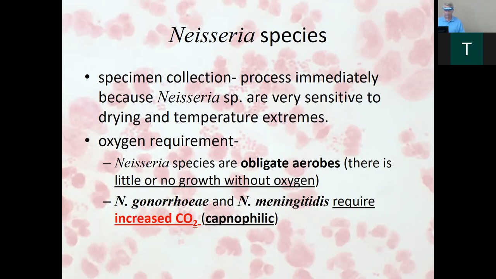So drying out, temperature extremes, there is an oxygen requirement, so we get to do a little oxygen quiz for you. Neisseria species are obligate aerobes, meaning what? What does obligate mean? It's strict, right? Facultative means I can do it with or without it. But if they're obligate aerobes, they have to have what? There's little or no growth without oxygen. Then Neisseria gonorrhea and meningitidis, the ones we're going to look at today, require increased CO2 levels. So we have capnophilic organisms.